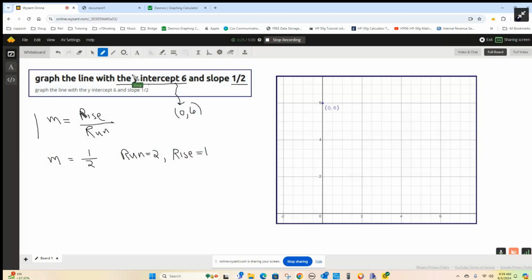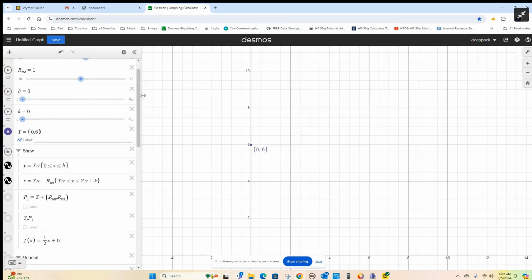If the slope is 1/2, we say slope is rise over run. So in our case, with the slope of 1/2, the run is 2 and the rise is 1. Now, what does that mean? Well, we're going to go over here to Desmos and take a look.